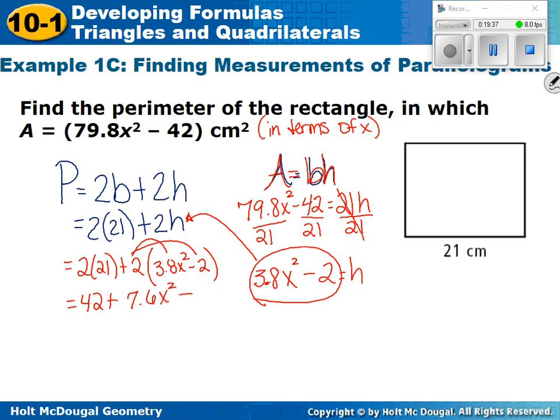7.6x squared minus 4. Is that my answer? No, what do I need to do? Simplify, combine like terms. So I have a 42 and a negative 4. What does that become? 38. Write your answer, like you should have learned to do in Algebra 1, in descending order. So perimeter will equal what?